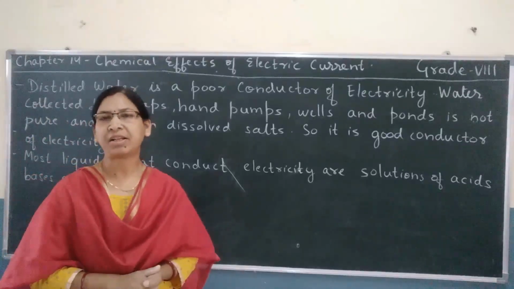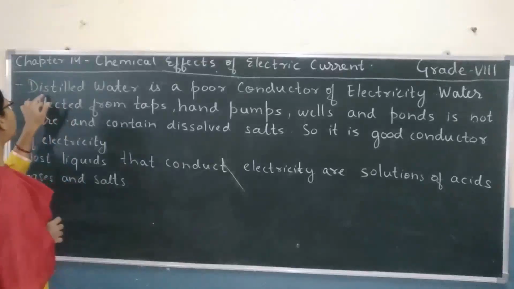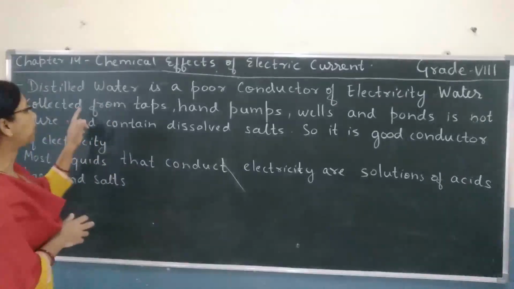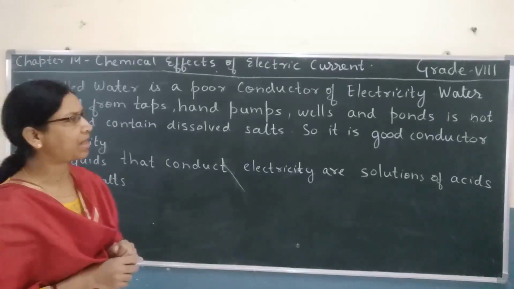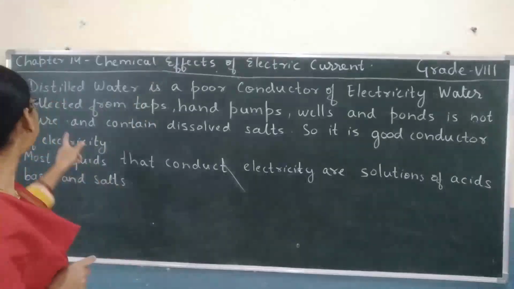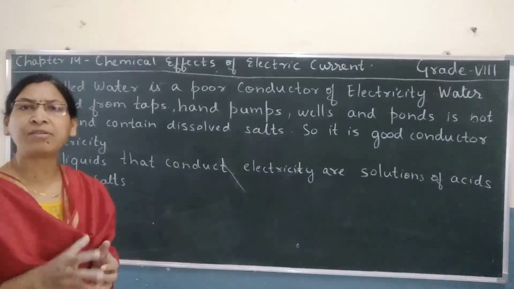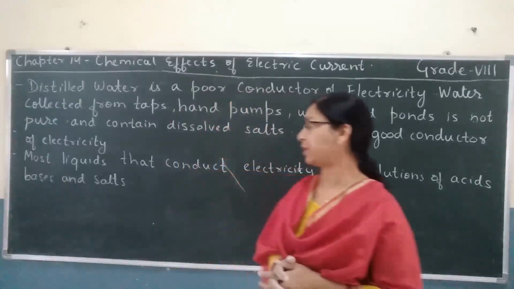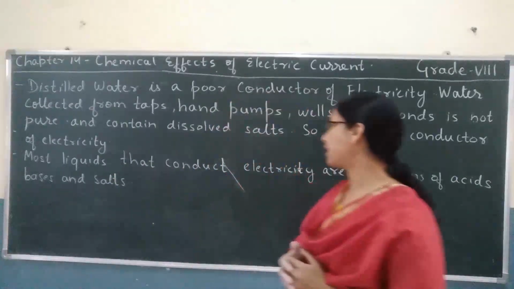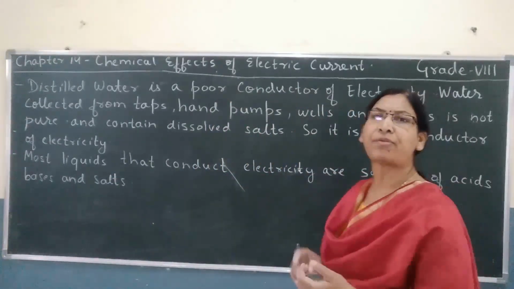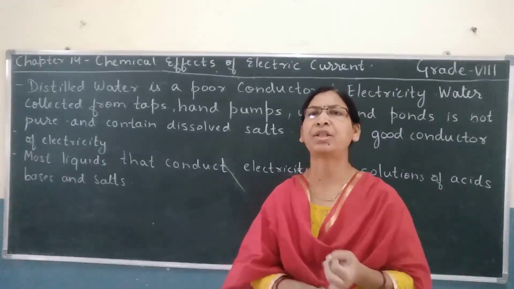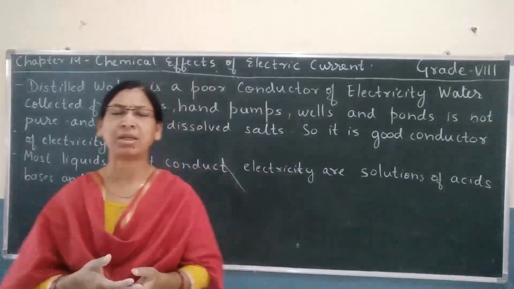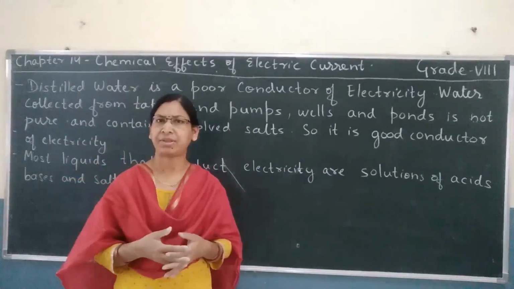Dear children, now let us learn about distilled water. Distilled water is a poor conductor of electricity, and water collected from taps, hand pumps, wells and ponds is not pure and contains dissolved salts in it. So it is a good conductor of electricity. Most liquids that conduct electricity are solutions of acids, bases or salts. We will try to learn more about this with the help of some activity.